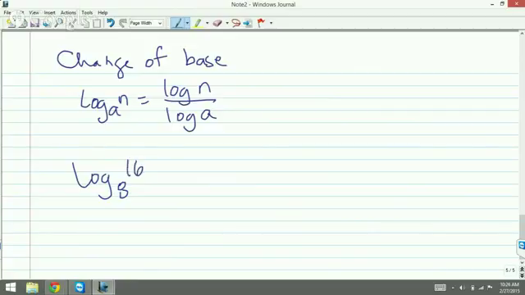What's log base 8 of 16? Right, because you can do it on your calculator, but you'll need this formula. You can change it to base 10. So be able to use that. That's the point there. We'll use it here and there.